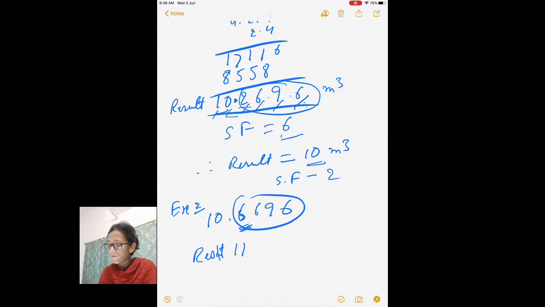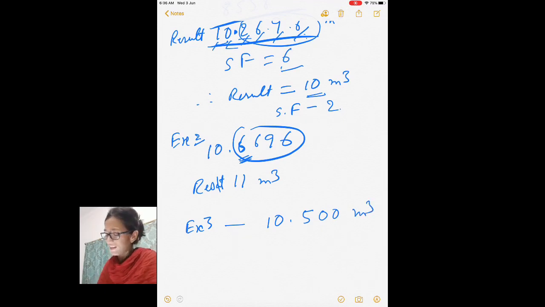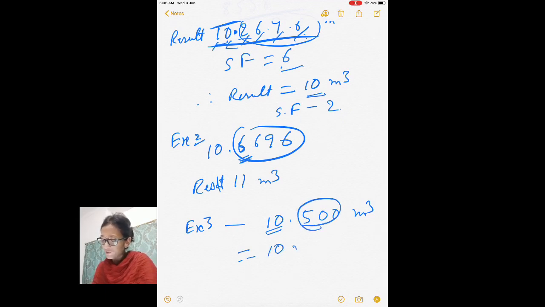The result will be 11 meter cube. If your number is, for example 3, 10.500 meter cube, then we will see whether the preceding number is even or odd. It is an even number, so we will leave the preceding number after rounding off unchanged.